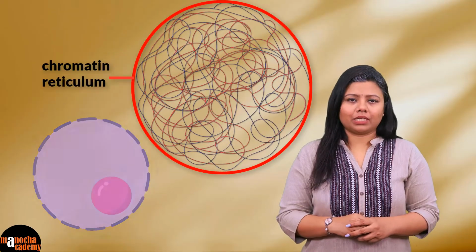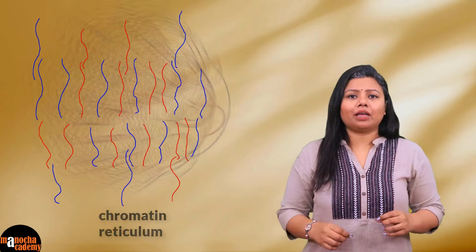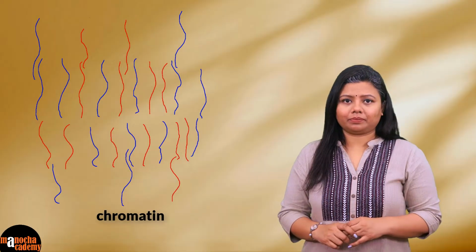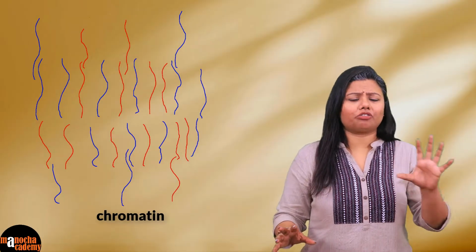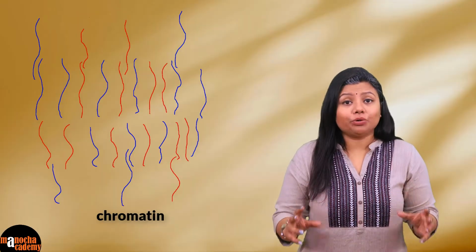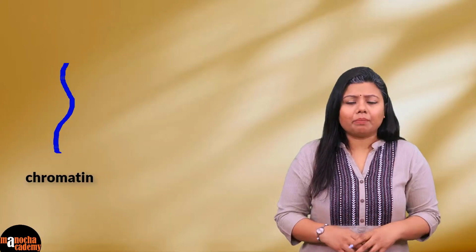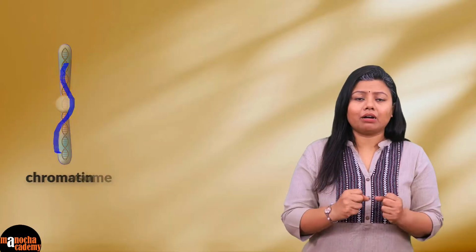Let me make this simpler. If you look at a non-dividing cell, you find the chromatin reticulum. If you try to separate the chromatin reticulum, you will see it is made up of threads known as chromatin. Not reticulum, just colored threads called chromatin. These colored threads become thicker during cell division. They become condensed, thicker and more easily visible.